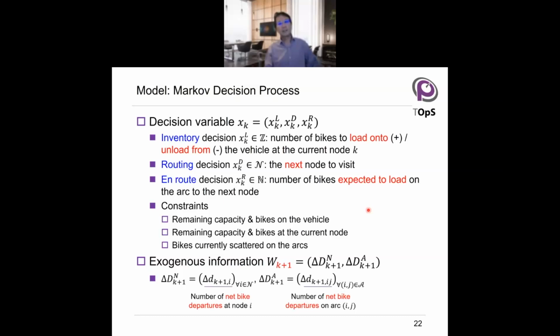And the exogenous information basically is out of the mover's control. So this is just a random variable. We represent this as delta D_k on the node, the number of net bike departures, meaning users took the bike away from the node. When delta D is negative, it means users are dropping off bikes at node i. And the other one is with ij. Same thing for the arc, the delta D. So we use the net departure to represent this, and it can take either a positive or negative value.